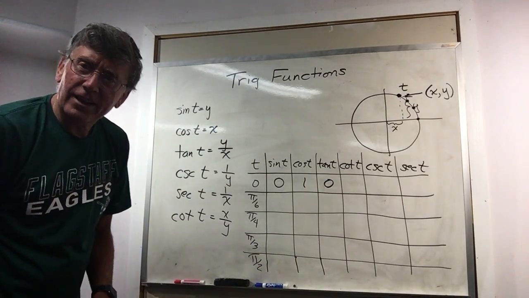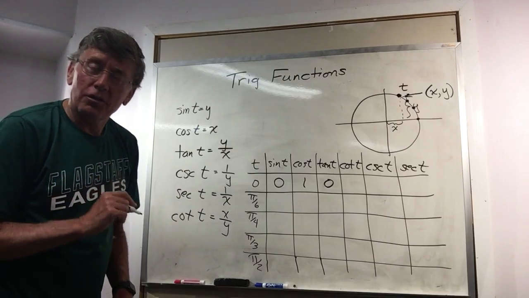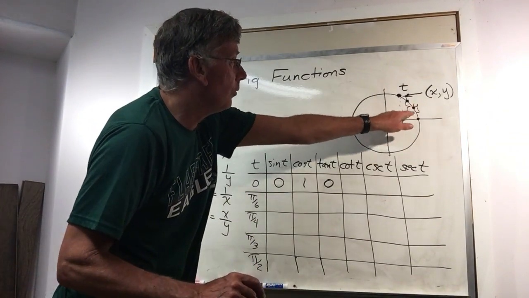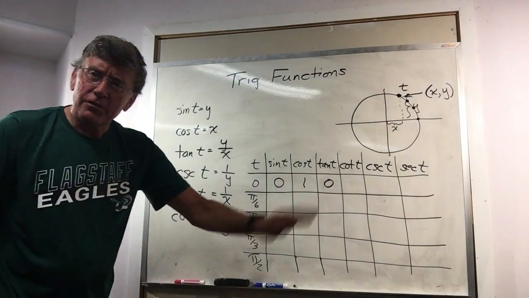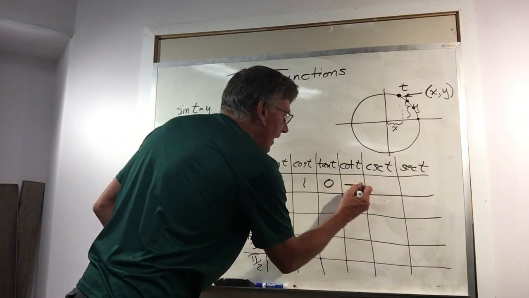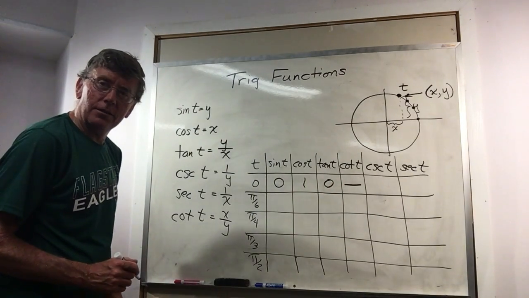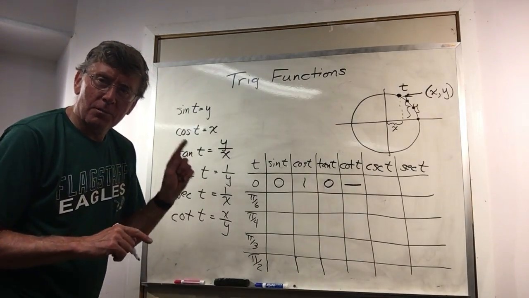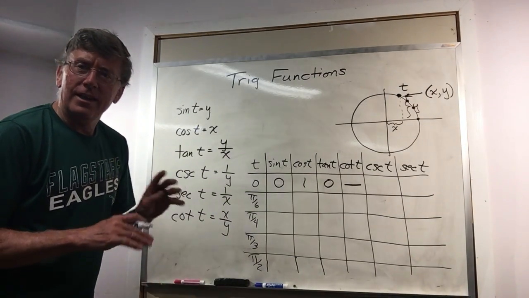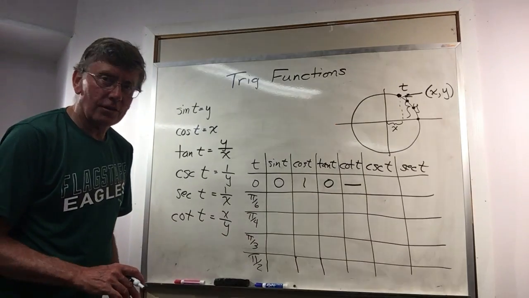My cotangent, though, is 1 over 0. It's x over y, 1 over 0. 1 divided by 0, undefined, scratch that, doesn't exist. Okay? Watch again if you need to, but the cotangent of 0 does not exist. There's no number.